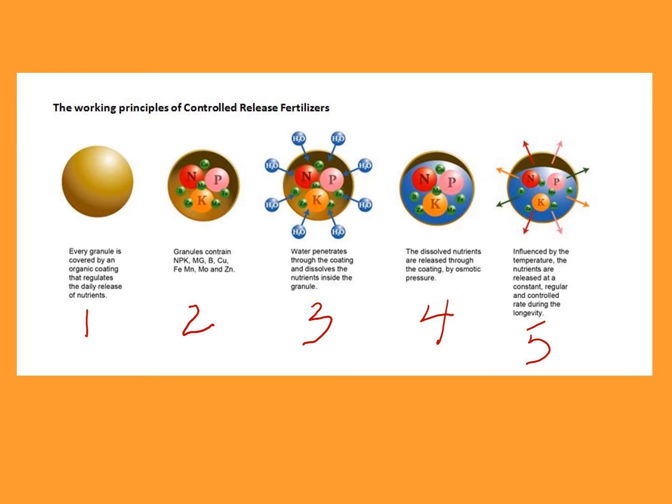Influenced by the temperature, the nutrients are released at a constant, regular, and controlled rate during the longevity of the fertilizer. Longevity refers to how long the fertilizer lasts, and it is going to be dependent upon the temperature of the soil or the medium that the plant is growing in. The warmer the temperature of the soil or medium, the shorter the longevity of the fertilizer will be.